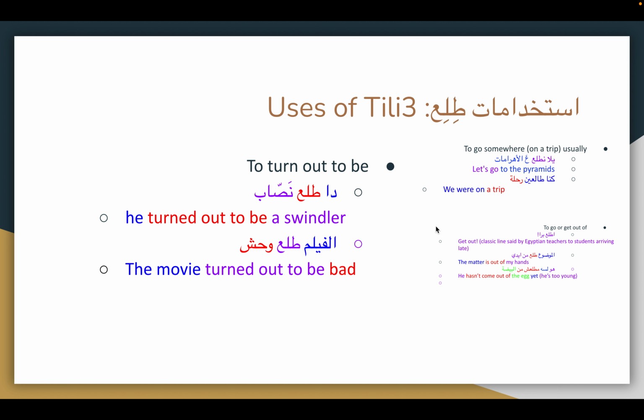And then we have this, which is actually a really common, probably one of the most common uses of طلع, which is to turn out to be. You can say ده طلع نصاب. He turned out to be a swindler or a thief. Da is this, but we can often use this speaking about people. ده طلع نصاب. So نصاب is a swindler, someone whose job it is to ينصب على الناس, to swindle people.